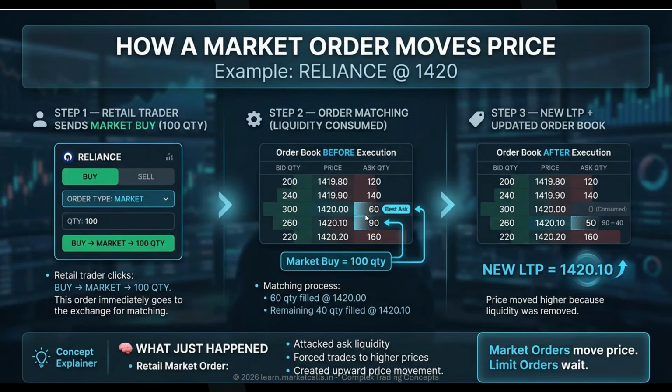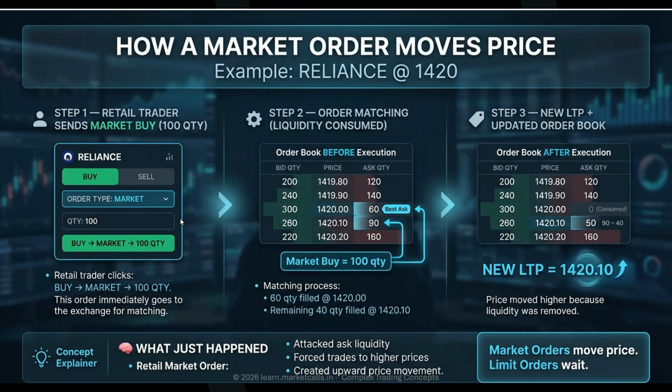So what is happening here? Who is moving the market? Is the limit order moving the market, or is the market order moving the market? Who is the cause of the price action? Who is the creator of the price action? Market order or limit order? I just want you guys to participate and reply so that I can get a fair idea. Market order, right? Absolutely, yes.